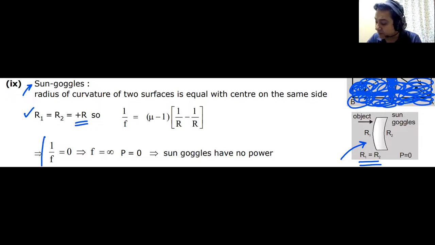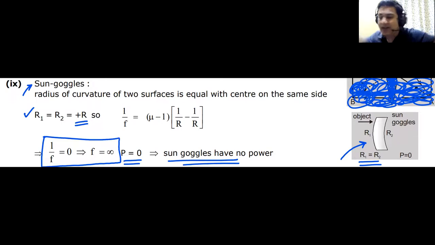So what happens, my dear friends? The focal length becomes infinite, the power becomes zero, and sun goggles are only for style and to reduce the intensity and to give a good look and to make you see clearer, but they don't have any power. They have two refracting surfaces, both of the same radius of curvature. If one is convex, as you can see, R1 is convex, R2 is concave. Do we understand this?